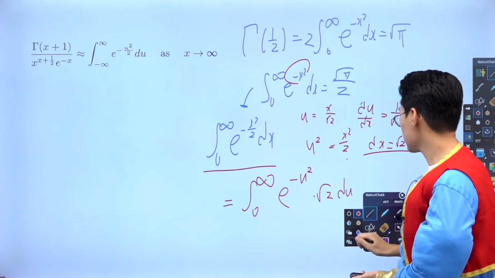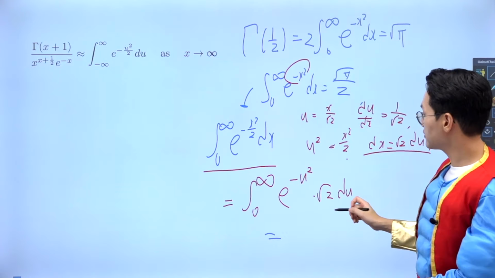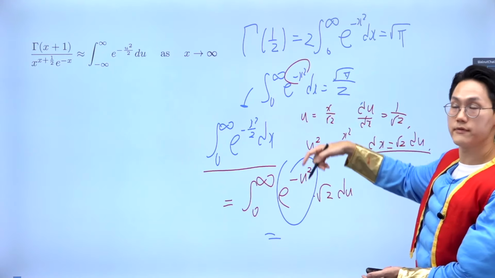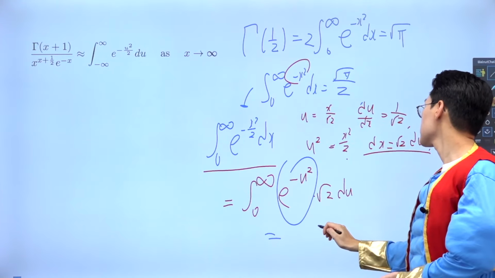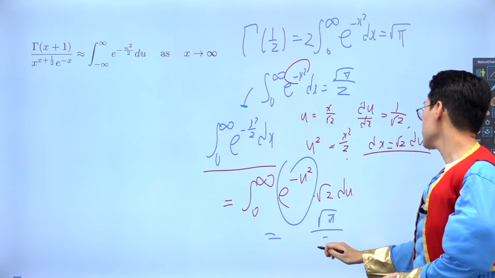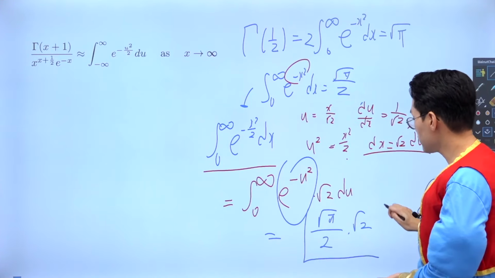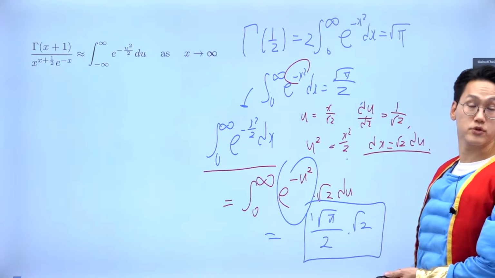That's actually quite beautiful because we had the result for e to the power of negative u squared, just a dummy variable, so it's going to have the same result. I get the square root of pi over 2 times the square root of 2. That is actually great. That's the evaluation of that integral from 0 to infinity.